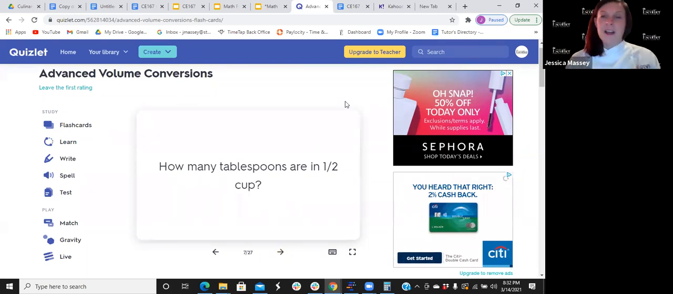Gosh, I could go off forever talking about that. But let's get back to some math problems. How many tablespoons are in half a cup?